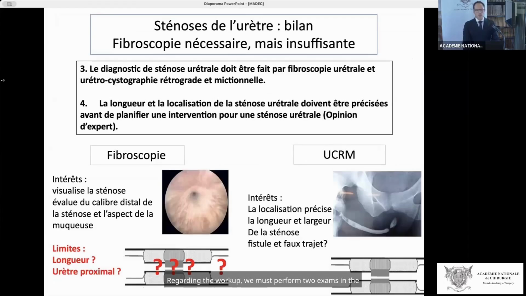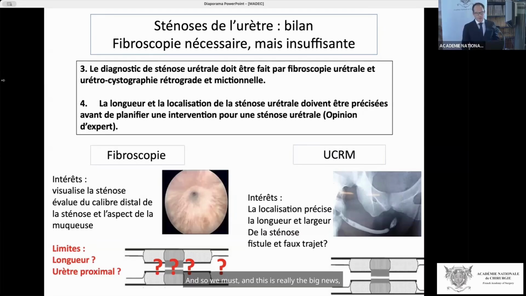Regarding the workup, we must perform two exams: the fibroscopy. Fibroscopy is important for confirming the diagnosis. In fact, we define a stenosis of the urethra for a diameter that is less than 16 French, which is the size of the endoscopes. However, it's not sufficient for planning the treatment of a urethral stenosis because we only see the distal part of the stenosis. We have no idea about the length, the severity of the narrowing, or the upstream urethra, so it's not enough, once we've made the diagnosis of stenosis via fibroscopy, to be able to plan the patient's optimal treatment.